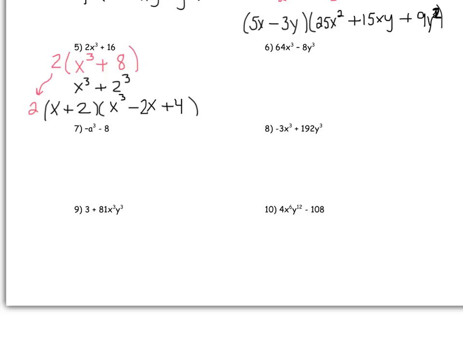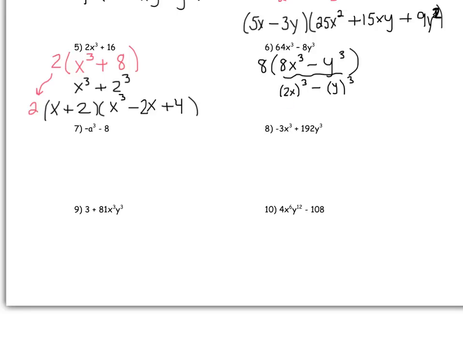Number 6, first things first, is there a greatest common factor? Can I divide anything by 64 and 8? You should be saying 8. So let's divide everything by 8. We'd be left with 8x to the third minus y to the third. So again, let's rewrite this as a difference of 2 cubes. This is easy. This would be y. What would this one be to get 8x cubed? You should be telling me 2x to the third.